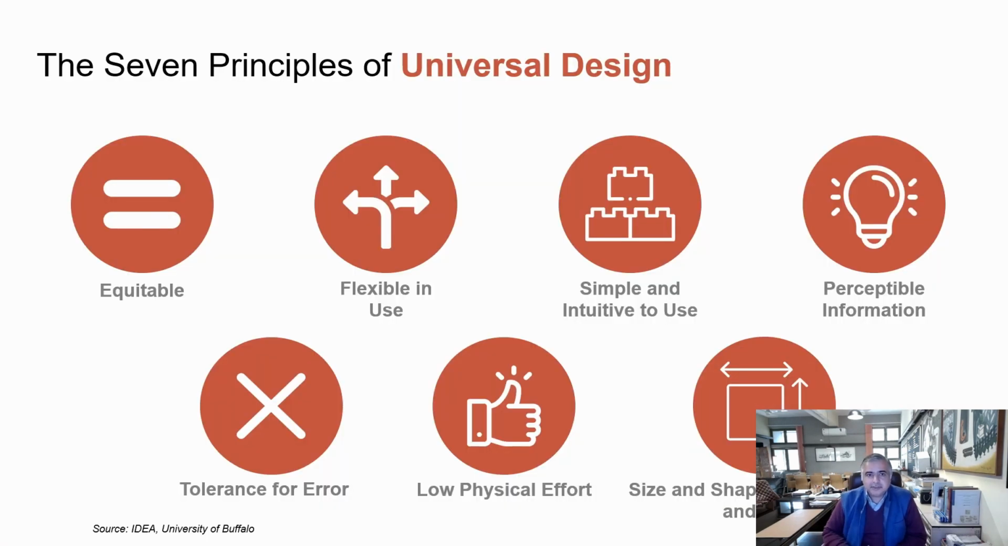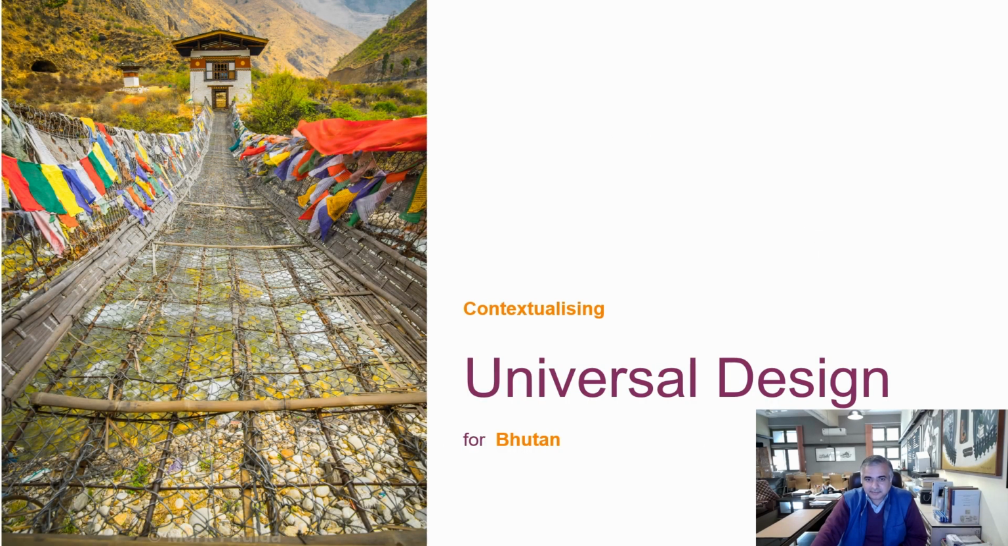The 7 principles of universal design broadly reflect equity, flexibility in use, simple and intuitive use, perceptible information, tolerance for error, low physical effort, and size and shape for the people who are distinct in their body sizes and are able to be accommodated in a wide range of contexts. Now, if all these principles are actually endowed in any process, in any system, we believe there is no reason why anybody would be left out.